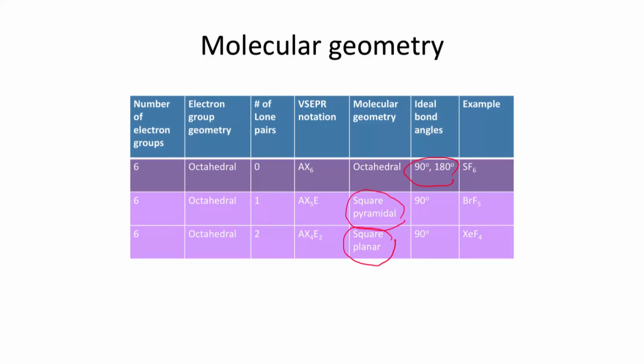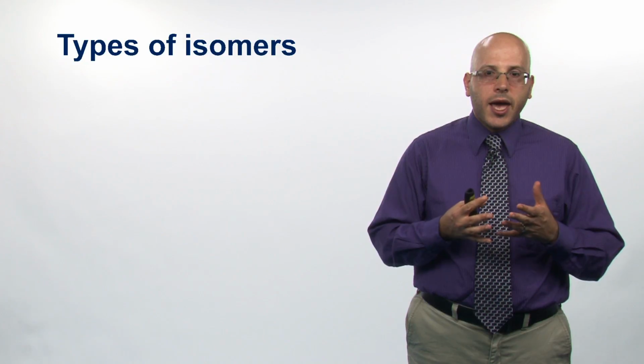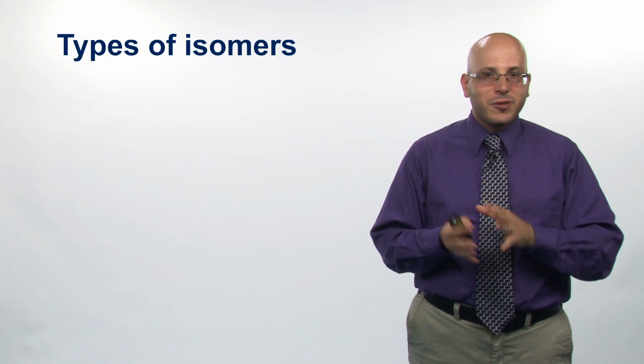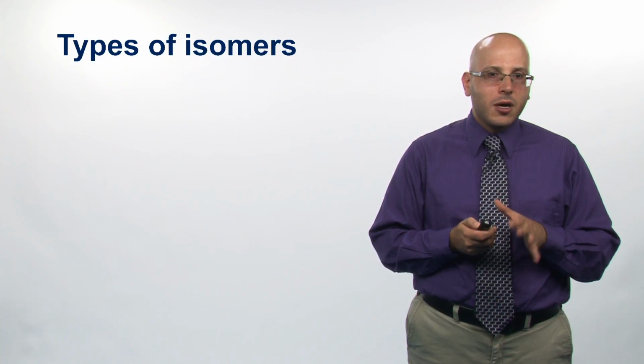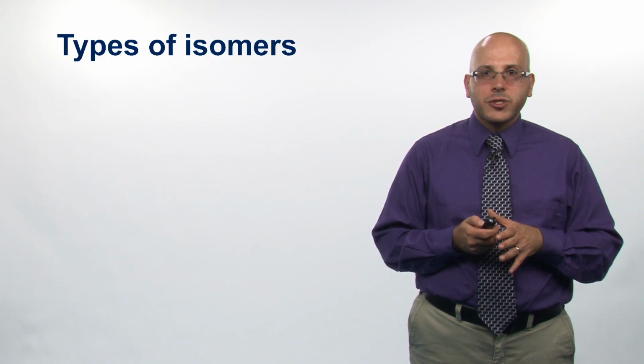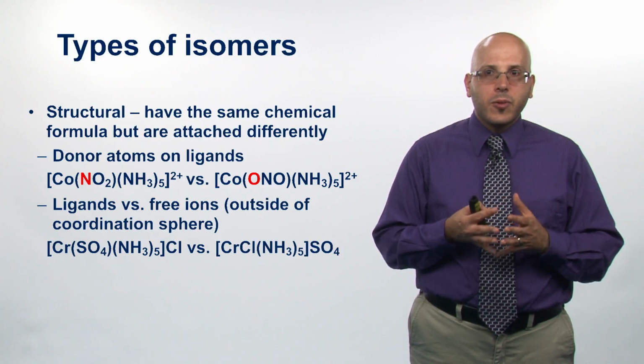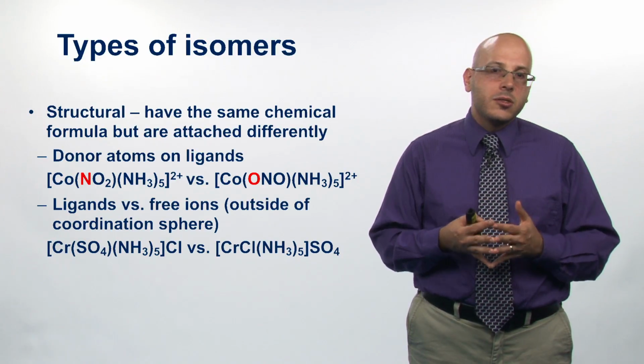Let's talk a little bit about isomers. Isomers are things that have some things that are the same, but then some things that are different. There are different types of isomers. For example, structural isomers have exactly the same chemical formula, but they're connected differently.